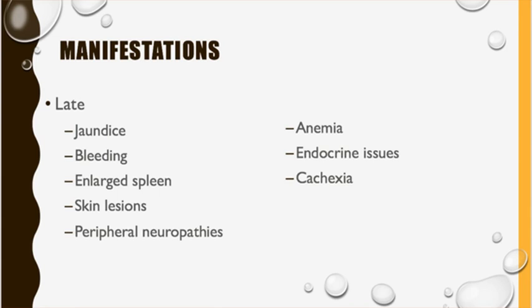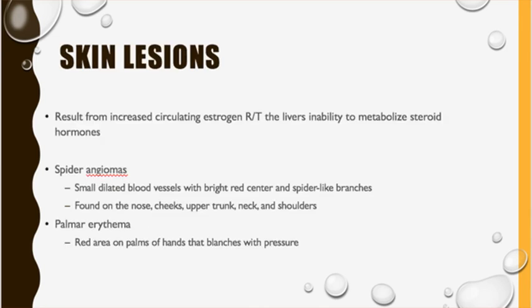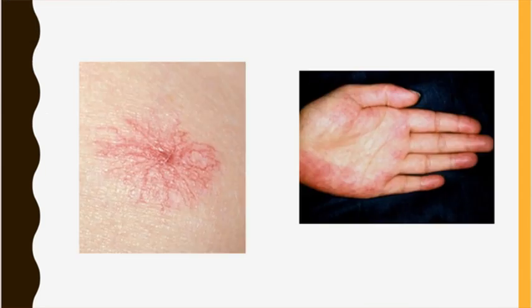So more on skin lesions. They come from the increased circulating estrogen because the liver cannot metabolize steroid hormones like it should. So you'll see two things. You'll see spider angiomas, which are these small dilated blood vessels. They've got a bright red center and then these spider-like branches. You can find them on the nose, cheeks, upper trunk, neck, and shoulders. And then palmar erythema, which is the red area on the palm. It does blanch with pressure. And then here you see pictures of both of those things.